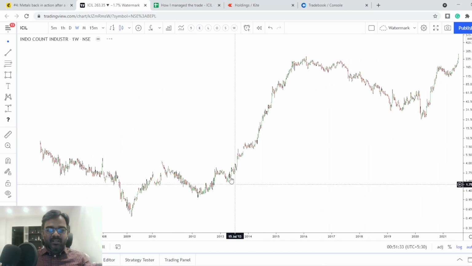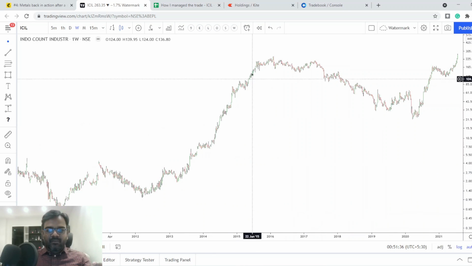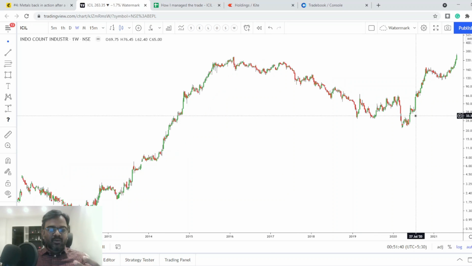It went up so much. It went up from 4 rupees to 200 rupees, but it came from 200 rupees back to 20 rupees. Now, do you want to lose all that money that you made? You should not. So that's why you should always have an exit plan.